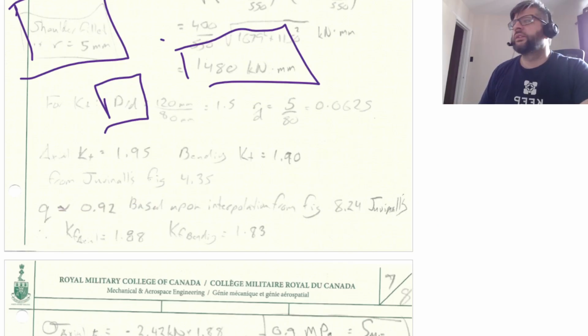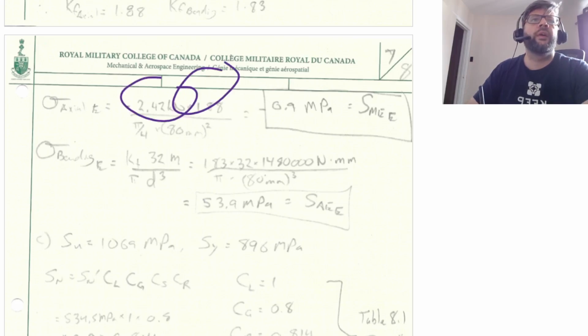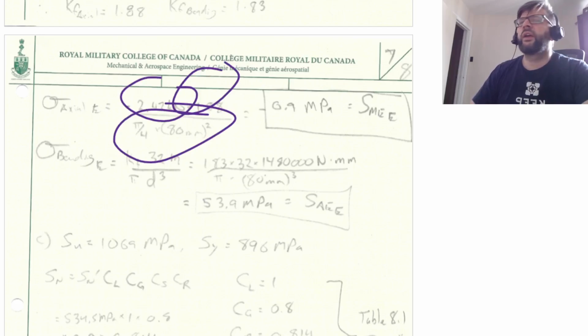So the axial, again, is our load times the Kf divided by our area. That gives us negative 0.9 megapascals. So that's the only thing that contributes to our mean stress. So that is our SME equivalent.